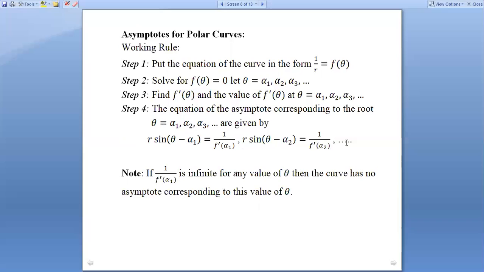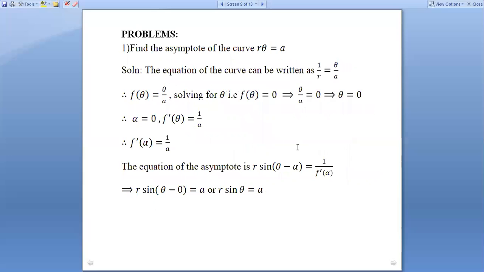So first you write it in this form, 1 by r is equal to f of theta. Then you put f of theta is equal to 0 and find the value of theta. Then find f dash of theta and the value of f dash of theta at these points. Then you substitute in these equations and you will get the asymptotes. Now let us look at one problem based on this.